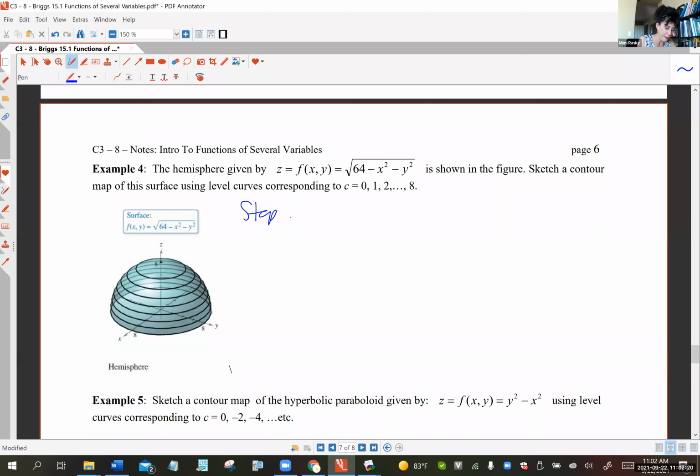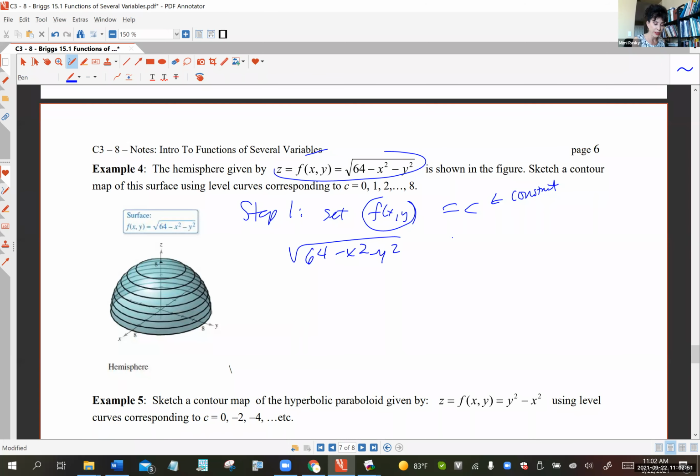Step one, and I better see this on your paper. You set your function, f(x, y), equal to a constant. Because that's essentially what's happening when you're trying to find level curves. You're looking at a fixed altitude. So this is a constant. Which constant is it? It doesn't matter at this moment. For now, let it be a constant c, and you'll plug something in a moment. So what is f(x, y)? Well, for this particular problem, it's the square root of 64 minus x squared minus y squared, and you're going to set that equal to c. That's step two.